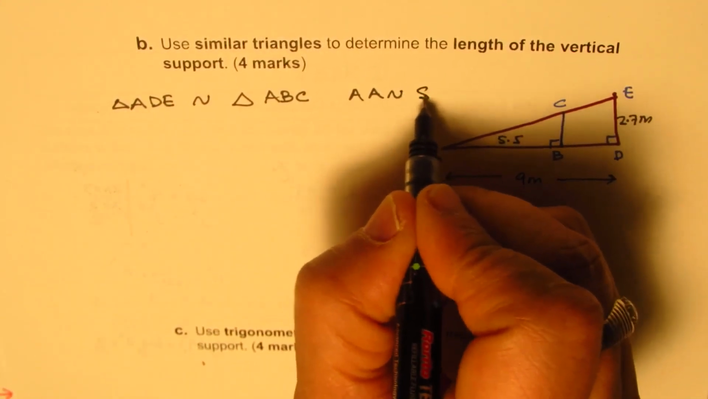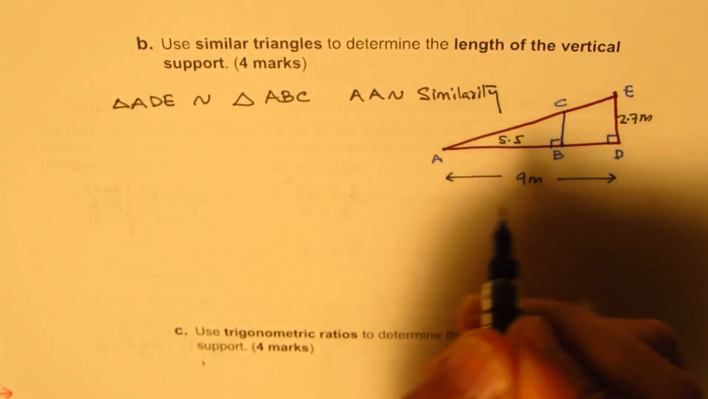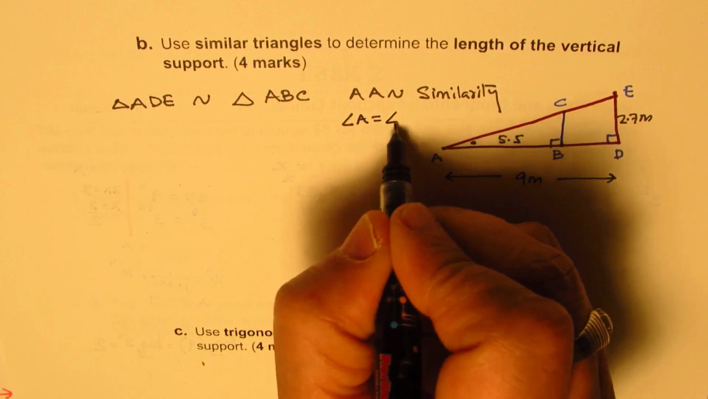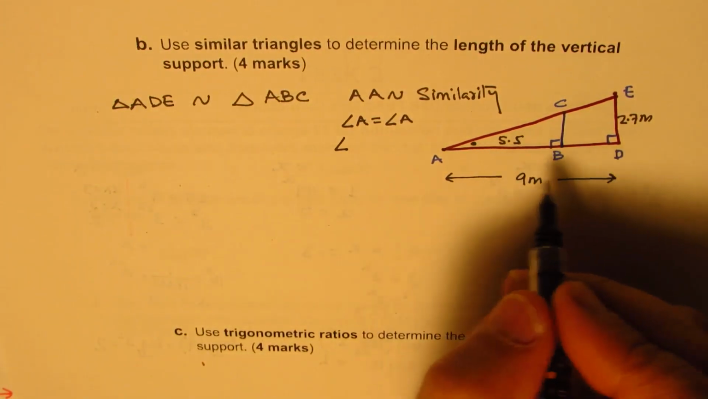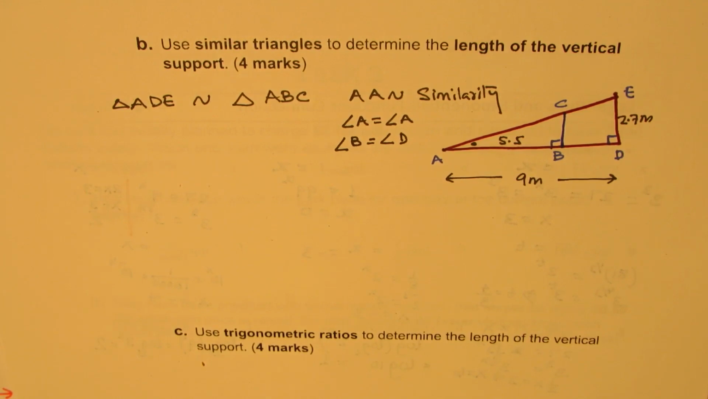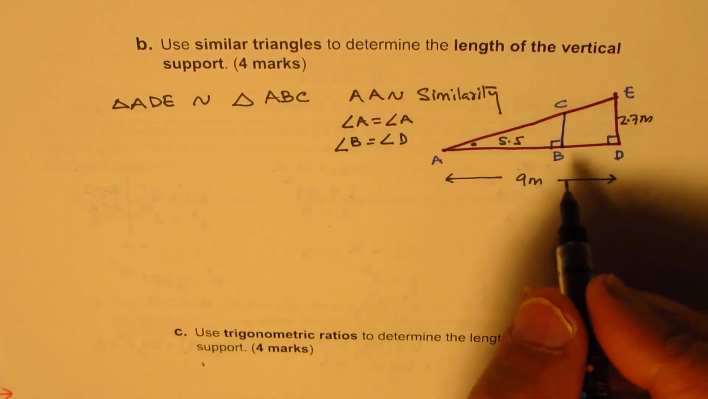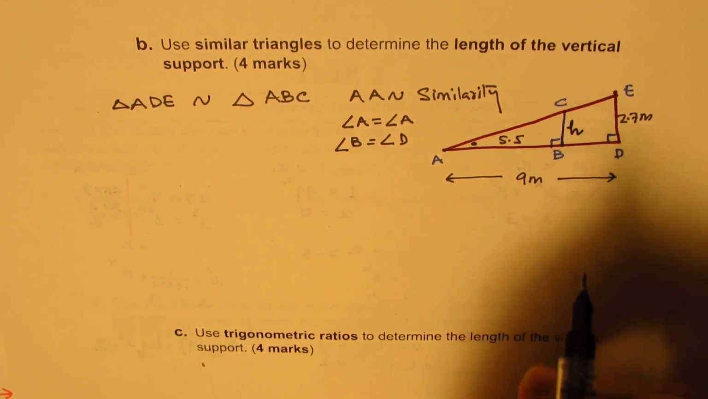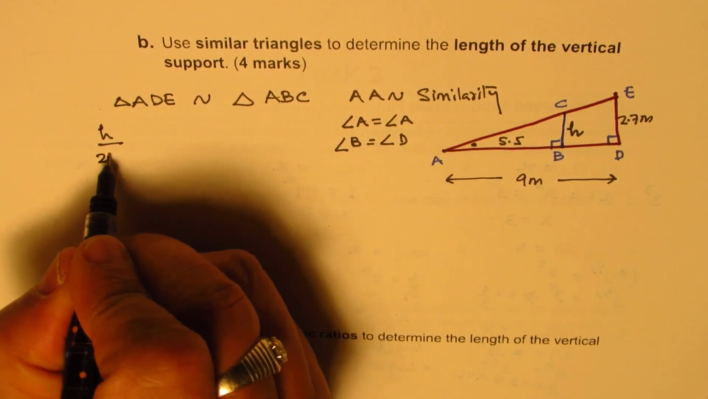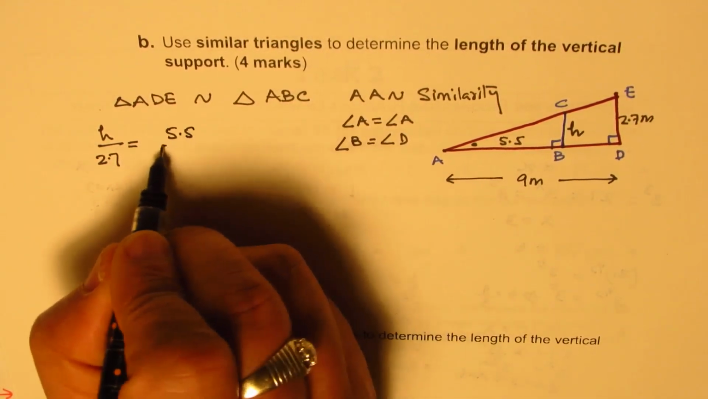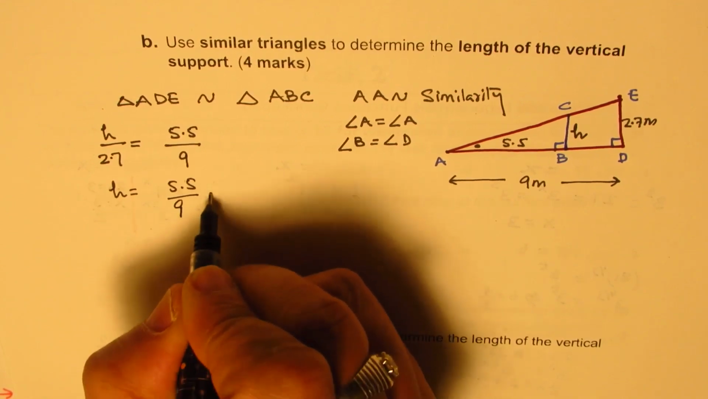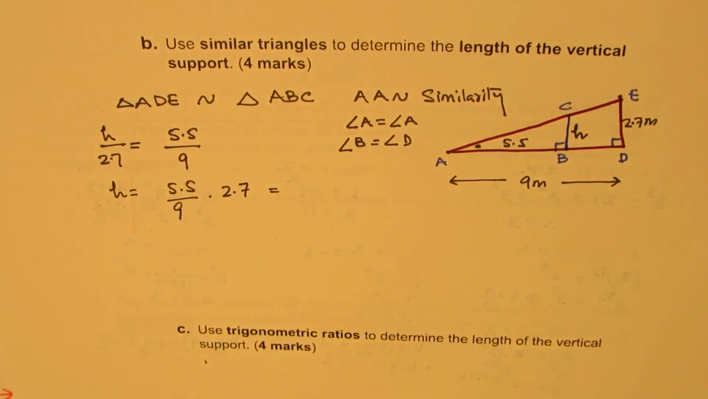from the property of similarity. Since this angle is a common angle and 90 degrees, angle A equals angle A, and we have angle B equals angle D. Both are 90 degrees. So when you have similar triangles, ratios of sides are constant, and therefore we can write, we need to find this height. Let's say this be height h. So in that case, h over 2.7 is equal to the smaller side 5.5 over 9. So h equals 5.5 over 9 times 2.7. So let's use calculator to find this height.